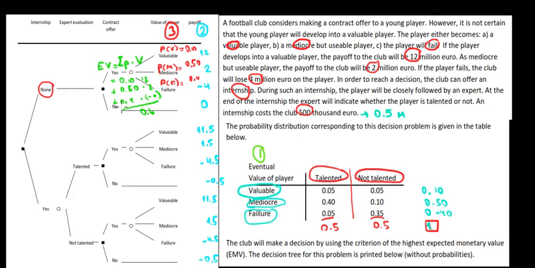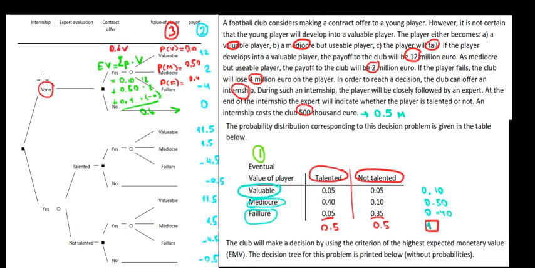Now, the expected value of not giving the contract without having any information is just 0, because we don't have any possible gain and we also don't invest any money, so it's just 0. And if we compare 0.6 to 0, 0.6 is greater, so it makes sense to take the option with the contract, because we at least expect that he might be valuable or even mediocre, so we might have some money in return. So if we do not have any information from the internship, we would offer the contract to the player. So we would choose to offer the contract, the 0.6, that's what we would choose.